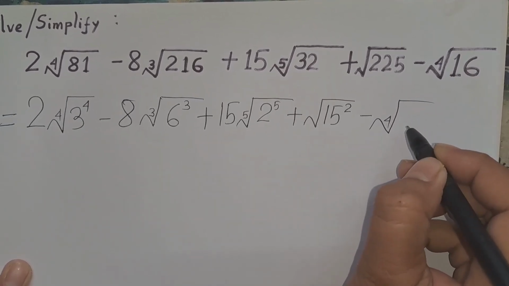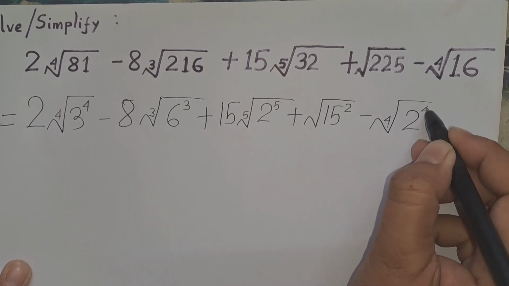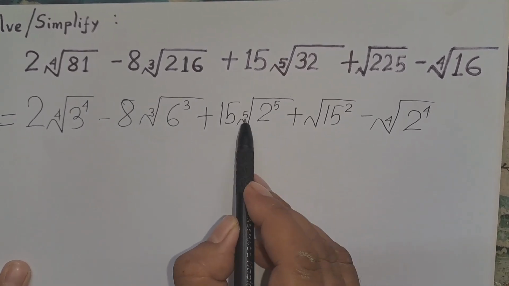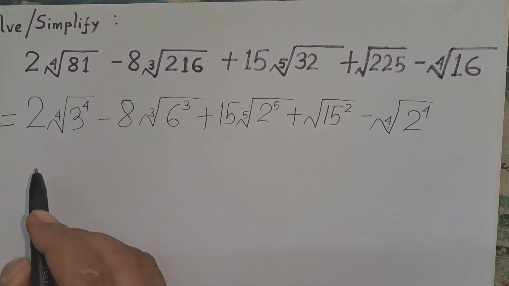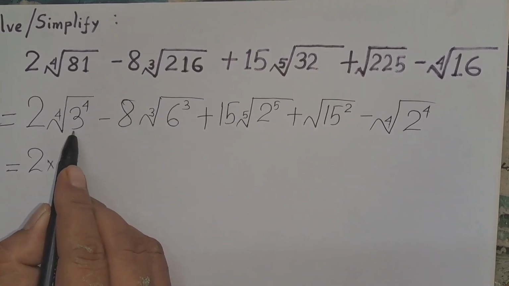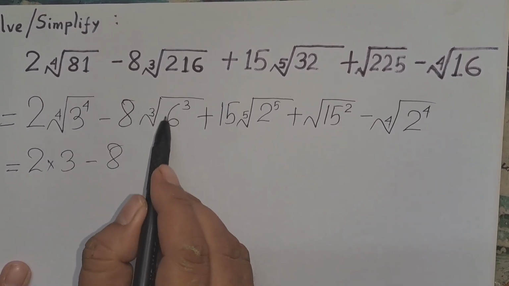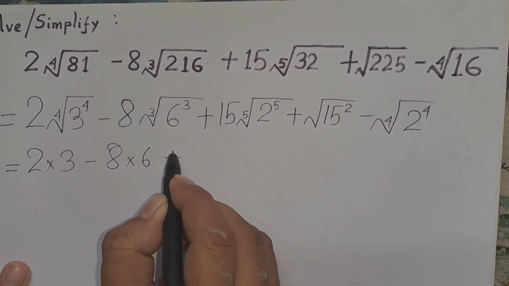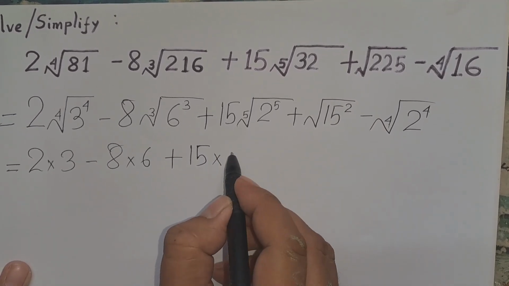And the square root, I am writing 225 as 15 square. 16 I will write as 2 to the power 4. The power I have taken is 4 to cancel the fourth root. So to cancel all the powers with the fourth root, fifth root, cube root, I will convert this into their powers. So 2 into simply 3, 8 into 6, minus 8 into 6. Cube and cube root is 1 by 3.